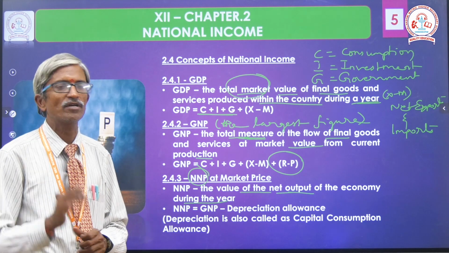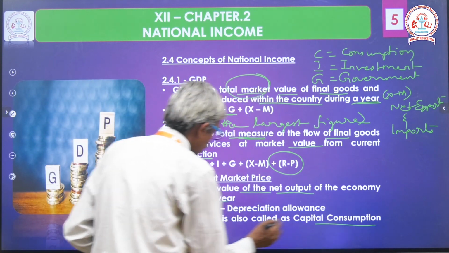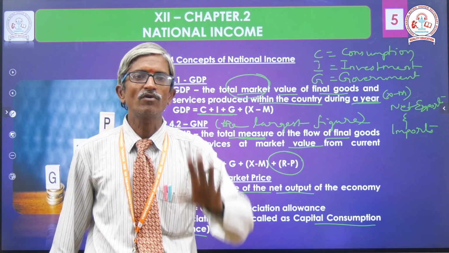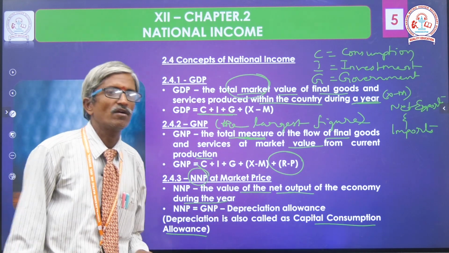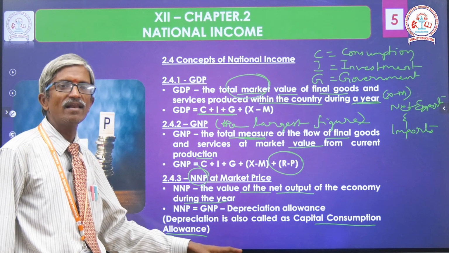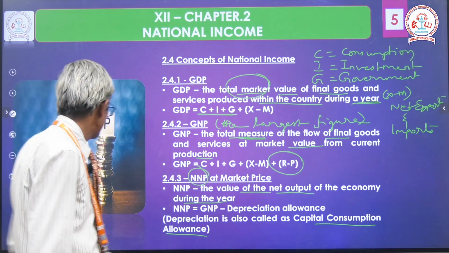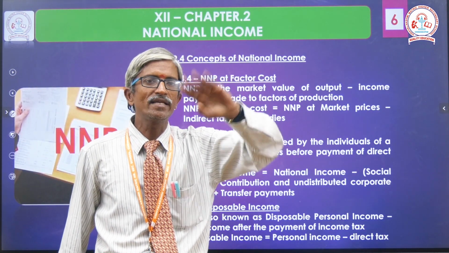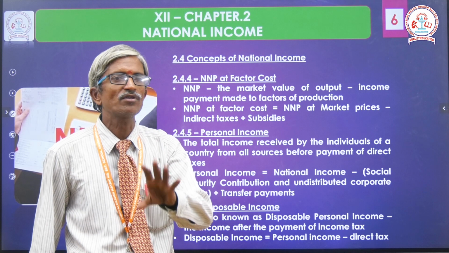Wear and tear process. It is also called capital consumption allowance. These are all the things that will be asked in 1 mark. So kindly take a note, all of you. Depreciation is also called capital consumption allowance. Clear? So we have gone through a total of 3 important basic concepts of national income.